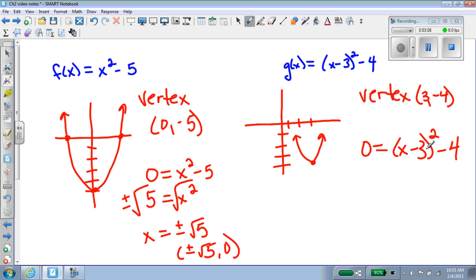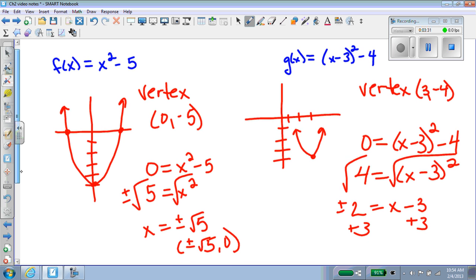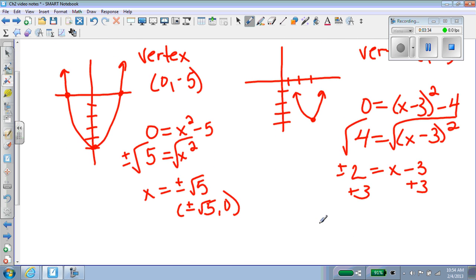I could either FOIL this out, collect like terms, factor it, but because there's only an x here, I'm going to add 4 to both sides. I'm going to try and make my life easy. Take the square root of both sides, so plus or minus 2 is equal to x minus 3. Add 3 to both sides, and I will get that x is equal to 2 plus 3, 5, or -2 plus 3, 1. So my x-intercepts are at (5, 0) and (1, 0).